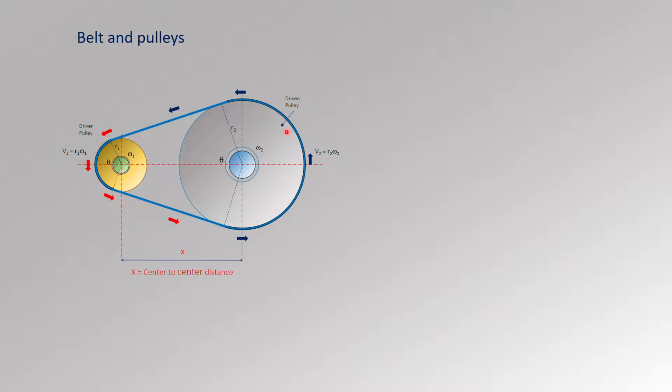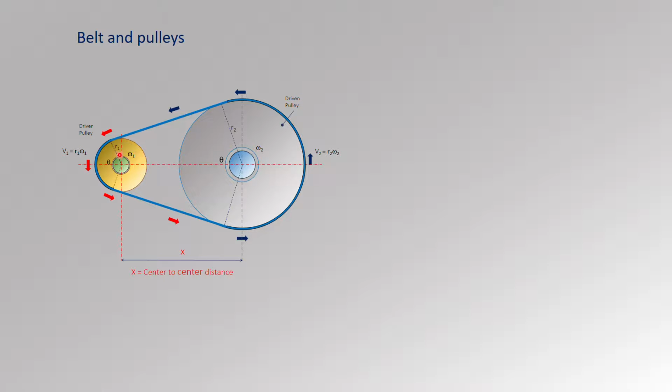And then on the driven pulley, you can also see a tangential speed of R2 omega 2, where R2 refers to the radius of the larger pulley, or the driven pulley, and omega 2 is the driven pulley speed. Then we have another term which we call the center to center distance, which is X, and it is measured from the center of one pulley to the center of the other pulley. That means from the center of the driver pulley to the center of the driven pulley, or the driven shaft.